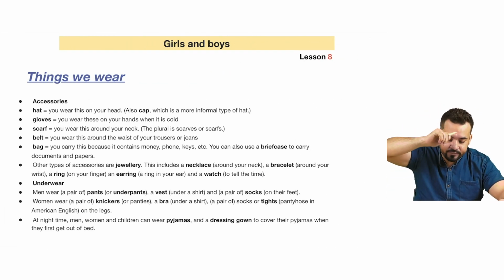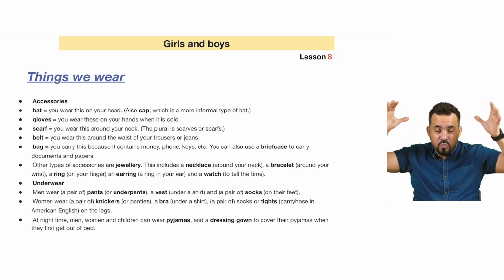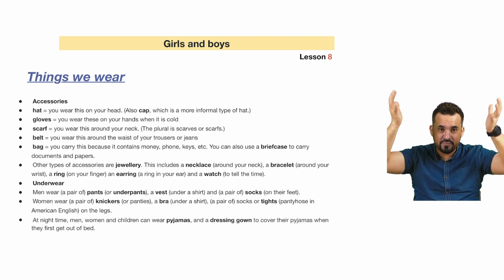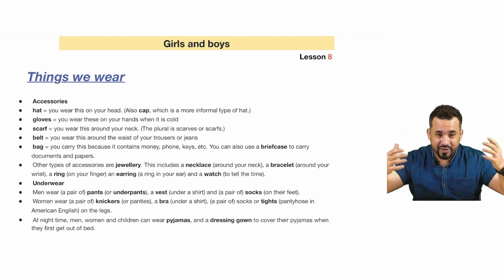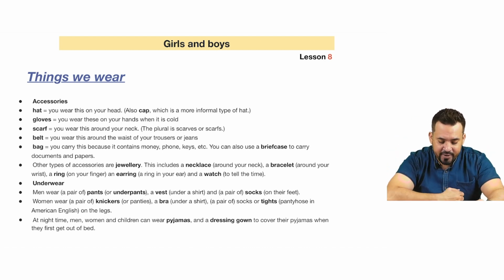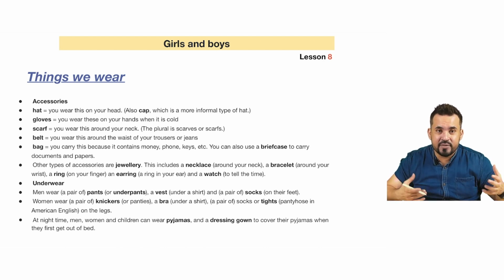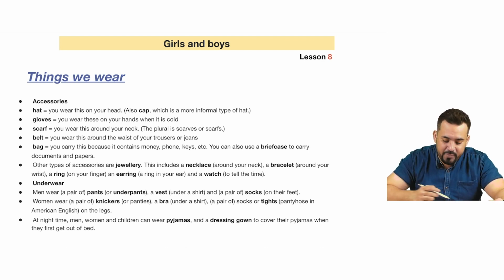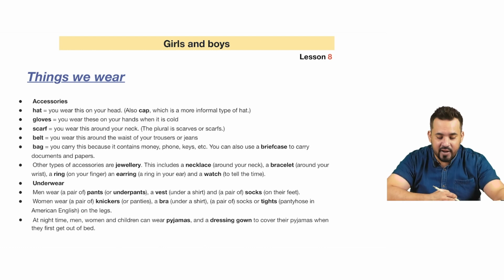A hat. Hat you wear on top of your head, but if it's for men, we call it a cap. A hat is more like, round. Gloves you cover your hands with if it's cold. A scarf, you put a scarf around your neck. A belt you put around your waist to hold your pants if they're too big. Also, they use it for decoration. Even if your pants fit just fine, you wear a belt to look nice.